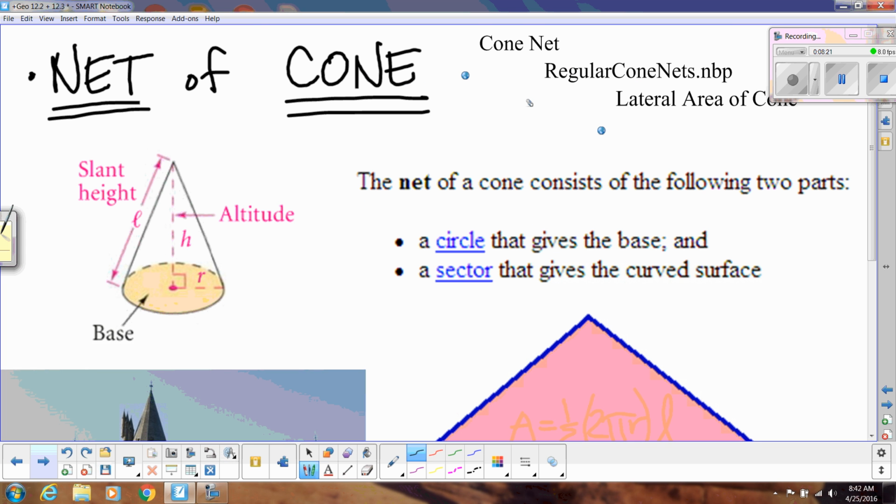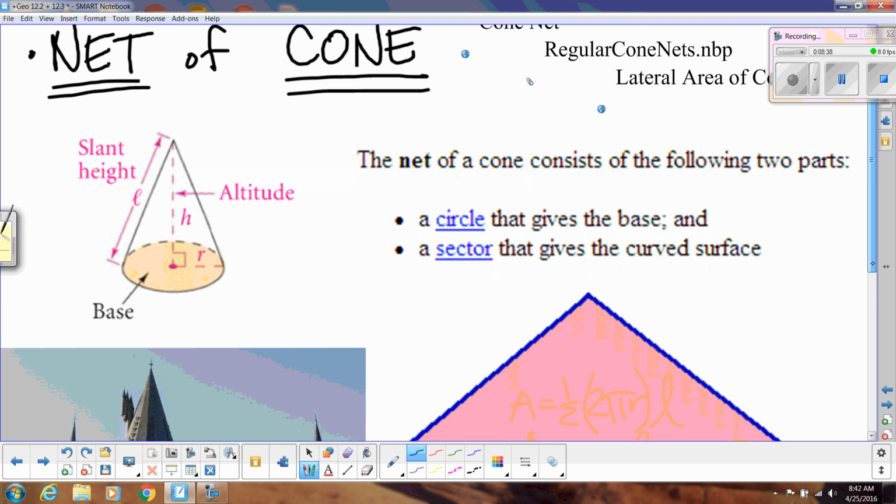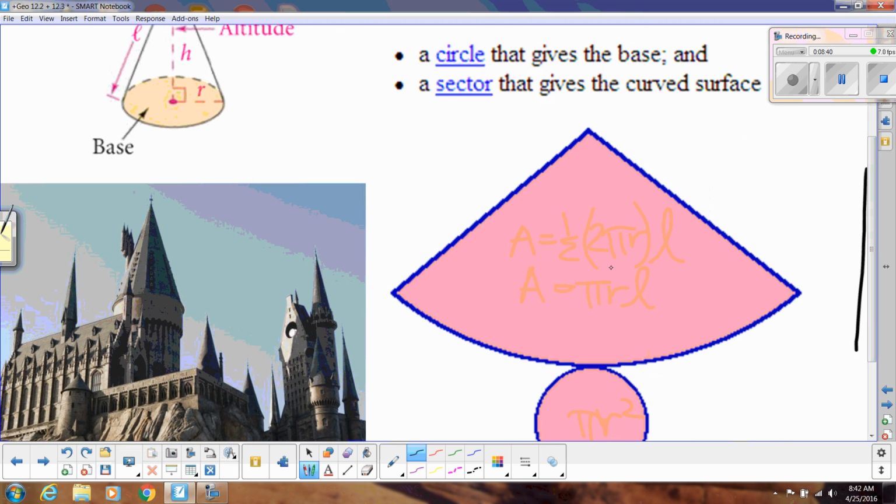And so now let's look at a cone. A cone is just a pyramid with a circular base. So we still have h, which is our altitude of the pyramid, our radius of the circle of the base, and then we have our slant height. And here's an example of a net of a cone. So it's going to look like a sector and then a circle.